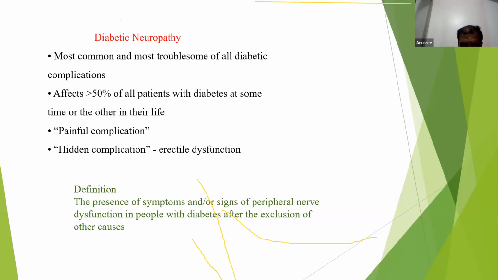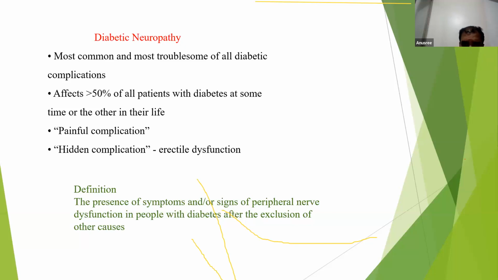So, coming to the next complication, it is the most common and the first thing to occur, that is diabetic neuropathy. It is the most troublesome for all diabetics, and it is a painful complication. More than 50% of diabetic patients will have this peripheral neuropathy. And it is painful, and erectile dysfunction, which is a part of it, is a hidden complication.